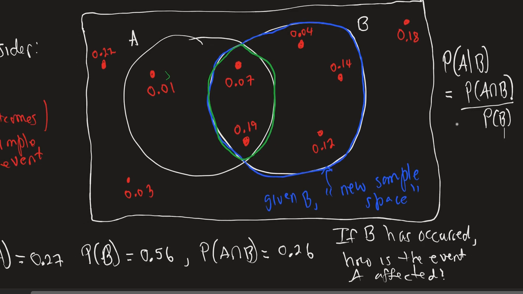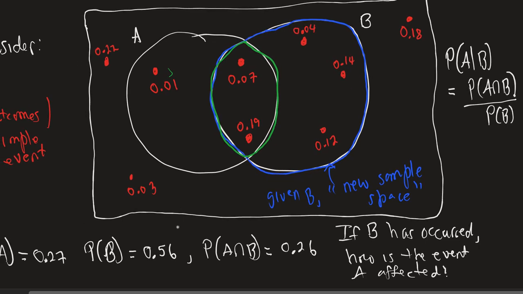So I can write it down. Based on the values that we just computed, I can write down what the probability of A given B is. If I take the probability of the intersection, 0.26, and divide it by the probability of B, which is 0.56, then that gives us the probability of 0.464.